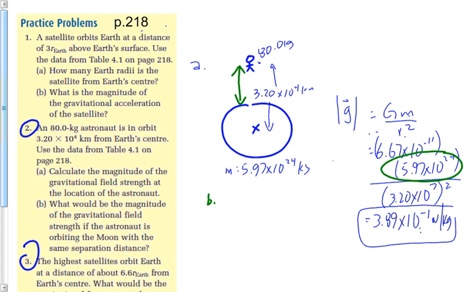Perfect, perfect. You'd have to add the radius of the Earth to how far he is above the surface. In other words, you need the total distance from the center to where the astronaut is. Right, Liam?